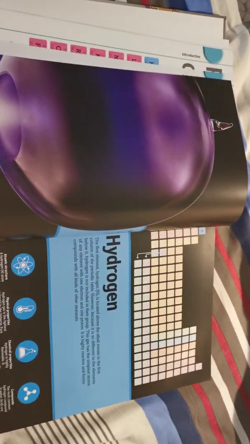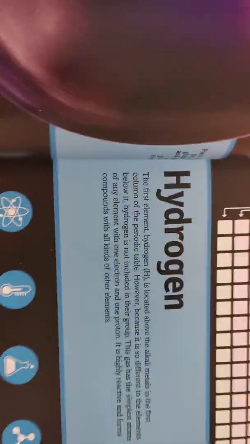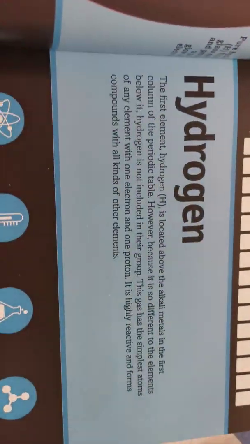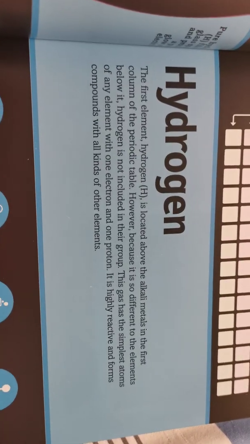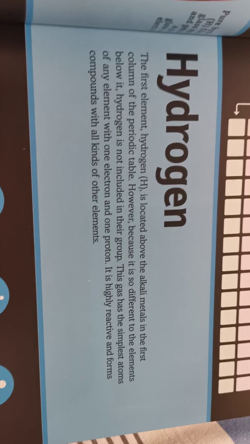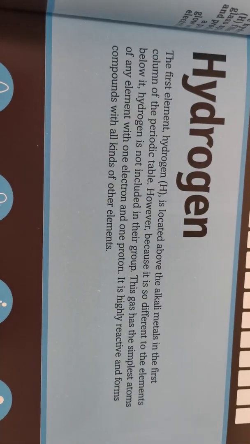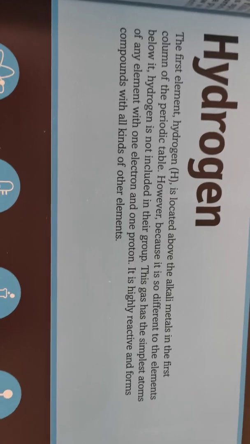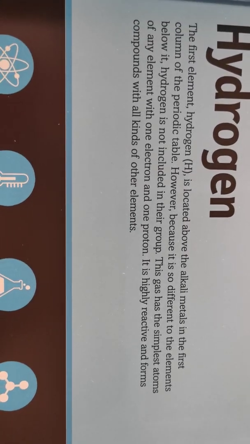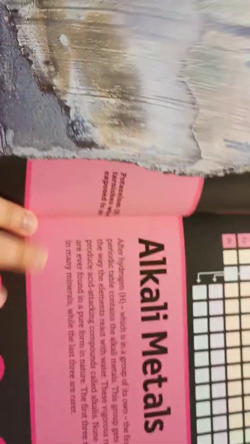Hydrogen. So this is basically what hydrogen looks like, if you didn't know. Hydrogen. The first element, hydrogen, H, is located above the alkali metals in the first column of the periodic table. However, because it is so different to the elements below it, hydrogen is not included in their group. This gas has the simplest atoms of any element, with 1 electron and 1 proton. It is highly reactive and forms compounds with all kinds of other elements. Let's turn the page. See, there's some facts about hydrogen.